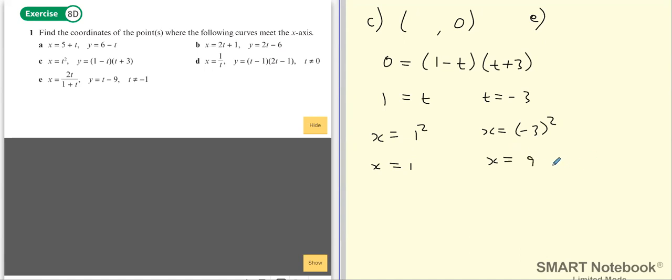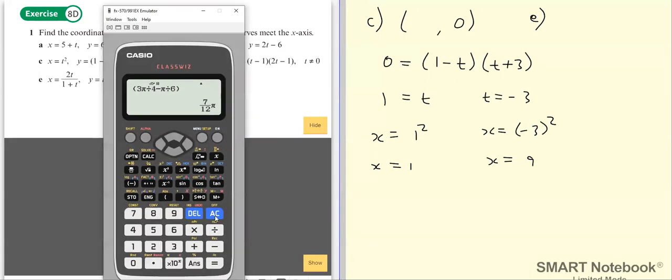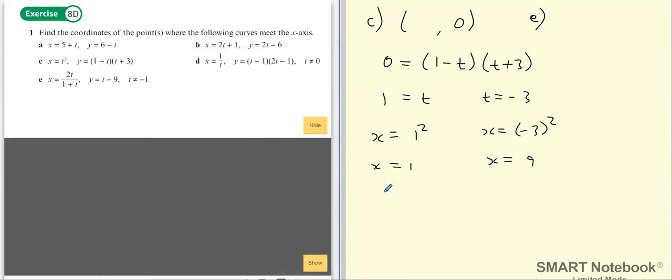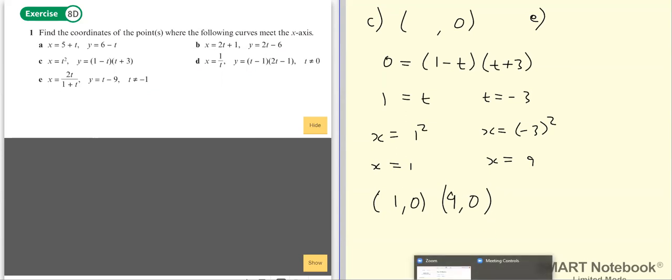positive 9. If you're typing this in the calculator, please ensure that you've got the minus in brackets, because if we type in -3 squared, it does BIDMAS. It does 3 squared and then multiplies it by -1. Okay, so the two coordinates are 1, 0 and 9, 0. Okay, right, have a go at E next, please.